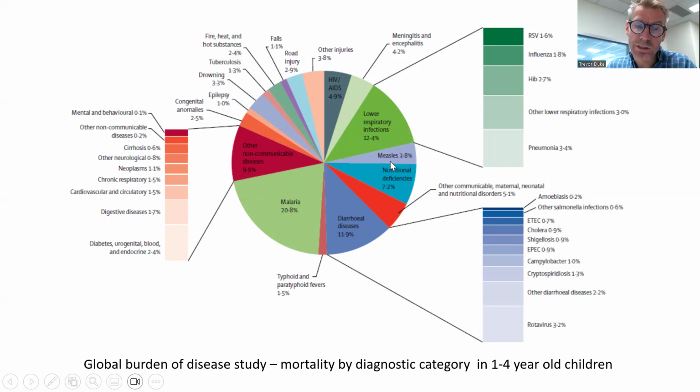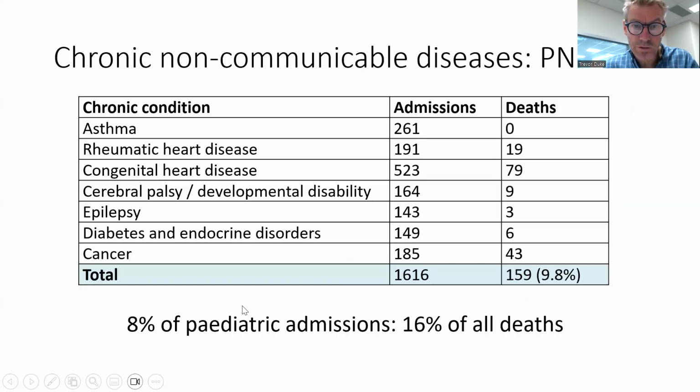But if you look closely, there's another segment of the pie that's quite large, about 10% of all deaths, and it's made up of non-communicable diseases. So other conditions like cancer and epilepsy and cerebral palsy and asthma and chronic lung disease and diabetes, nephrotic syndrome, etc., they all make up a fair proportion of all child deaths globally. And that's certainly the case also from data we have about PNG.